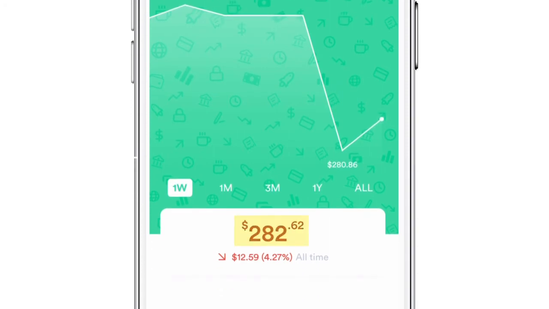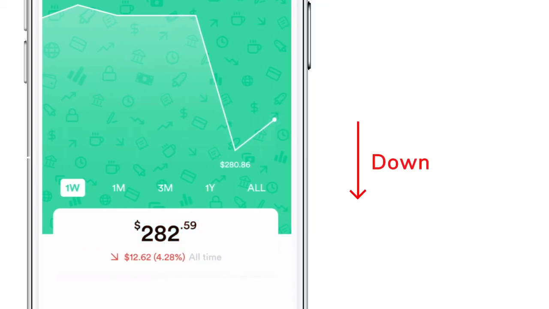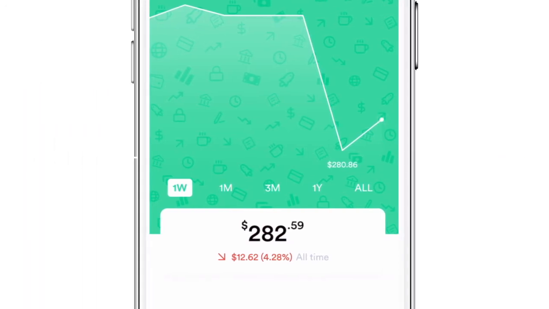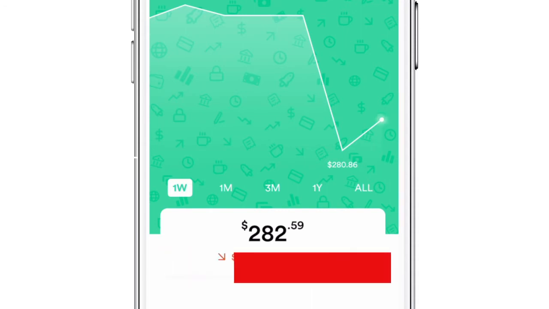Again, this is your account value, and the amount here below is the change of your account value since the last time. Red means it went down and green means it went up. For this example, it went down $12.62 or 4.28%.